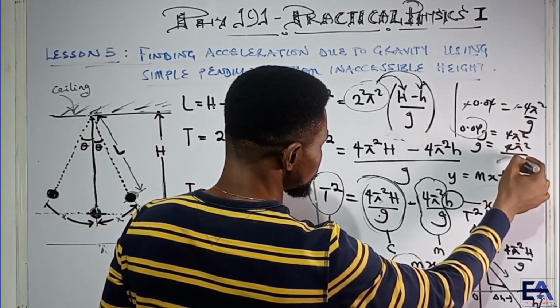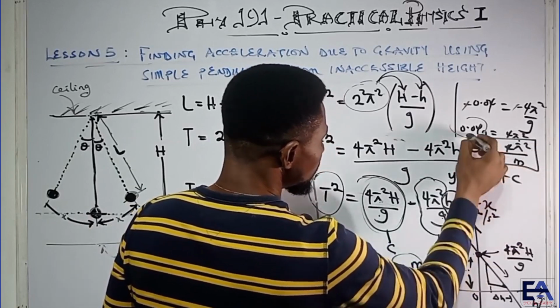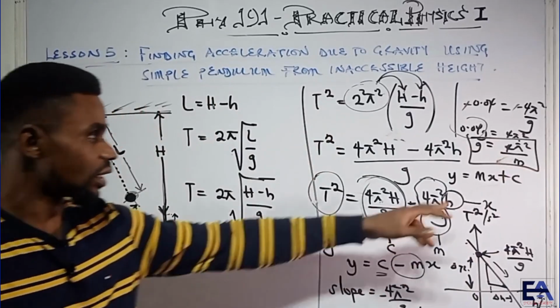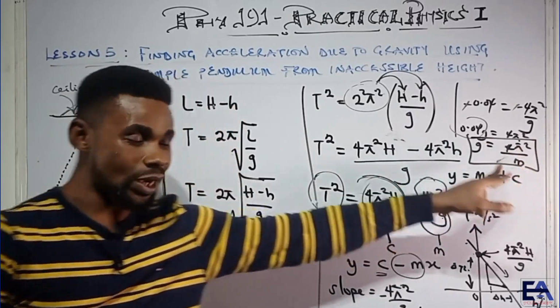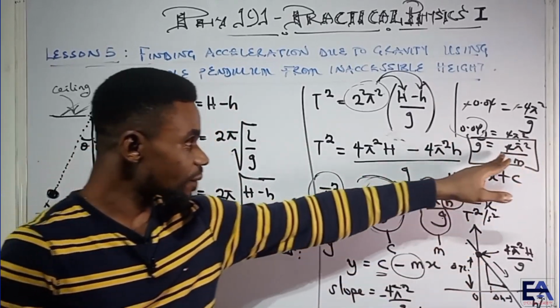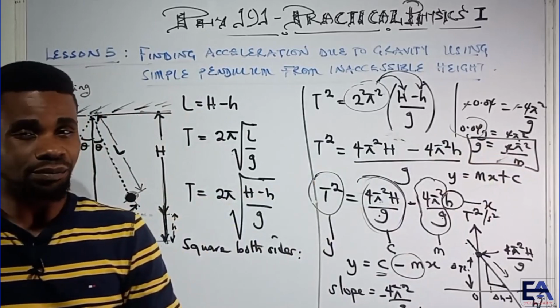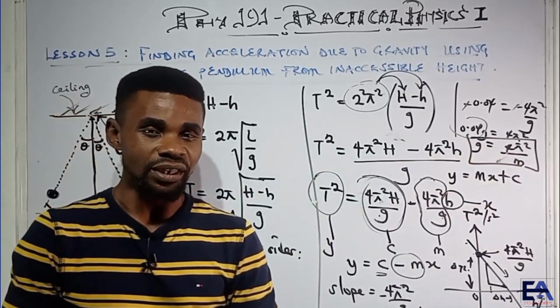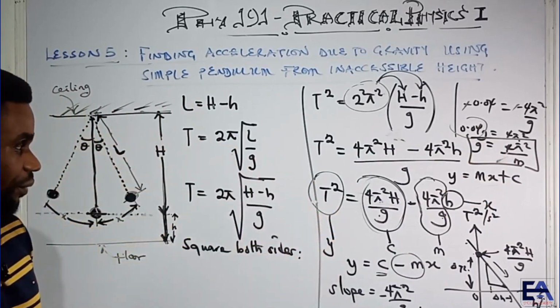So, let me just put something general. The acceleration due to gravity is 4 pi squared divided by the slope. 4 pi squared divided by the slope. Anything you get for the slope, you slot it into this place, and you get the value for acceleration due to gravity. Okay, so that is that for this particular experiment.